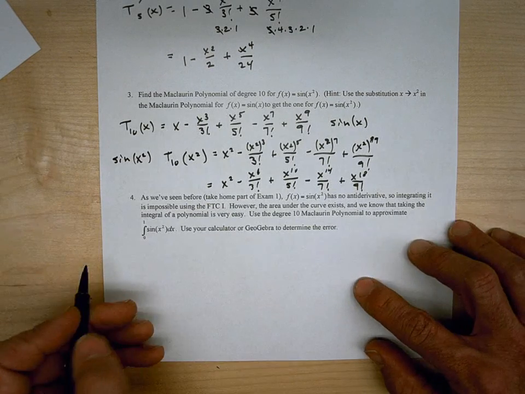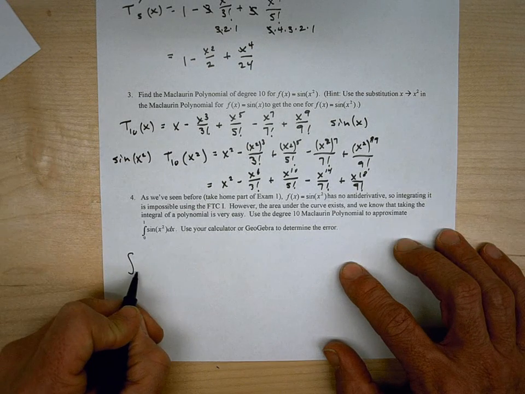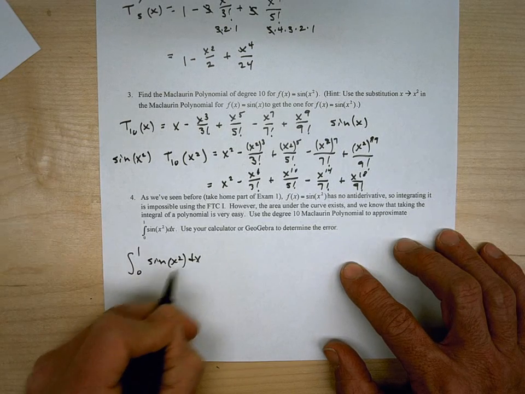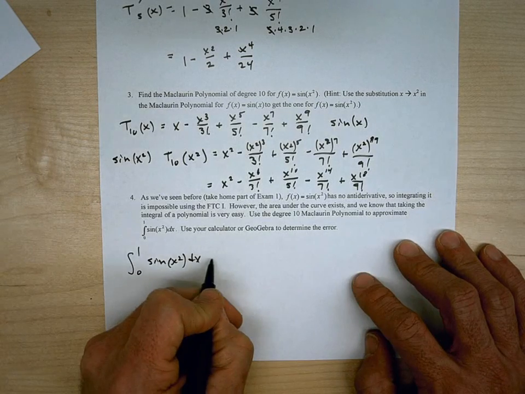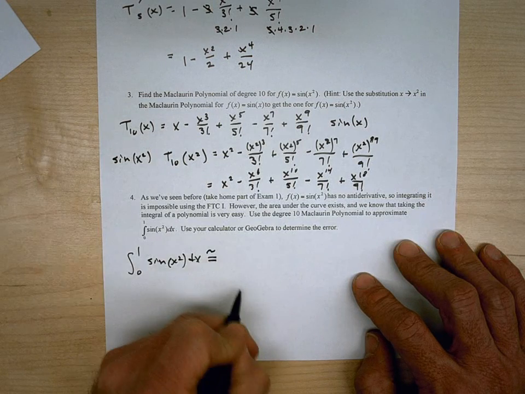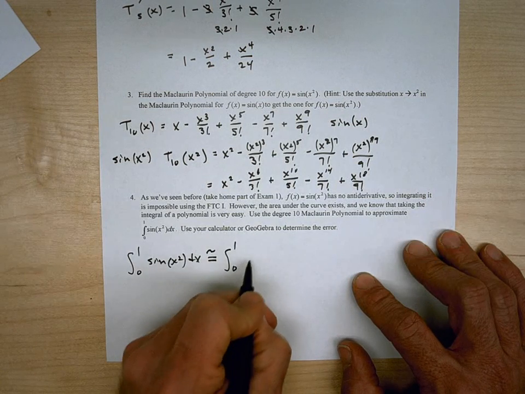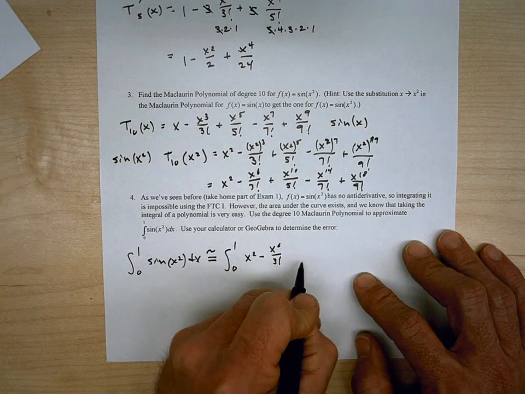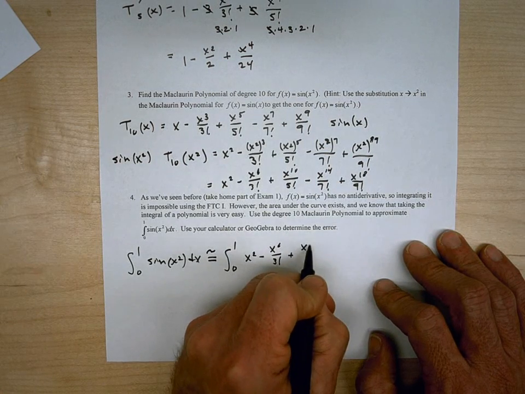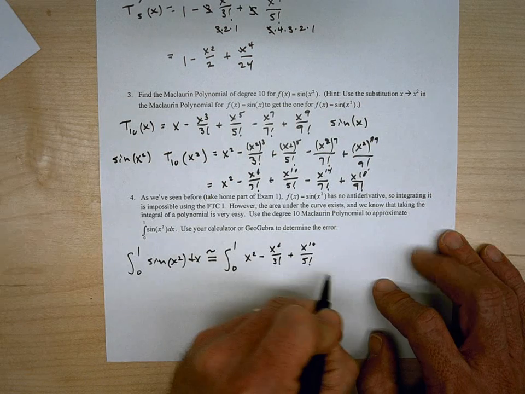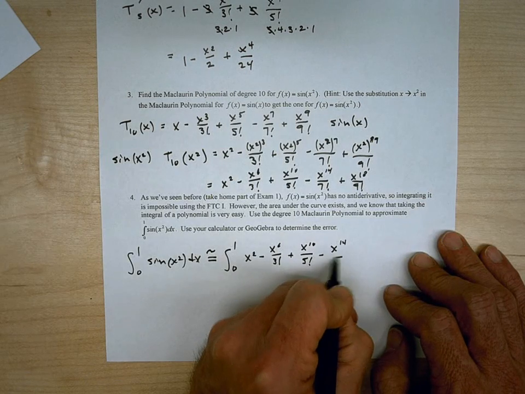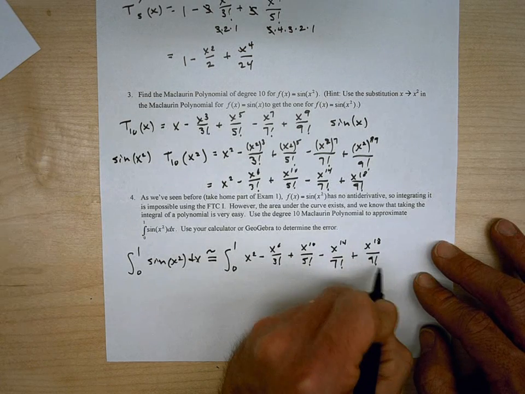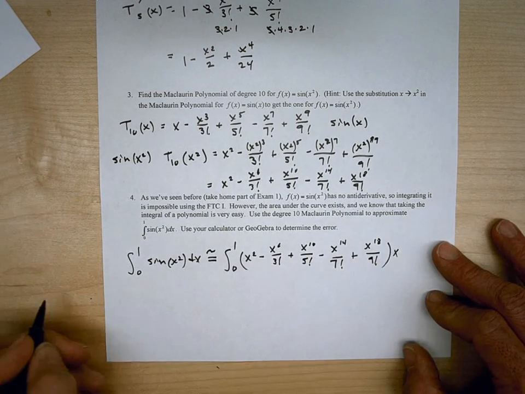So what we're going to do then is we're going to say that the integral from 0 to 1 of sine x squared, if we approximate sine of x squared with this, is going to be approximately equal to the integral of x squared minus x to the 6th over 3 factorial plus x to the 10th over 5 factorial minus x to the 14th over 7 factorial plus x to the 18th over 9 factorial, dx. I'm just going to leave the factorials as they are for now.